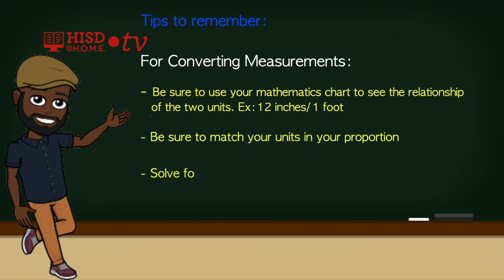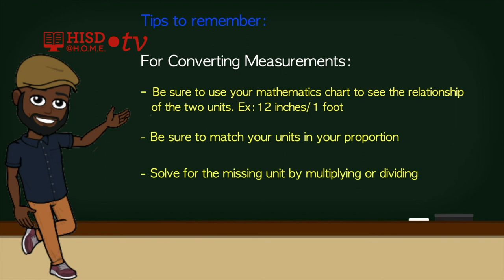Okay, and for converting measurements, be sure to use your mathematics chart to see the relationship of the two units. Example, if you're looking for inches and feet, know that there are 12 inches in 1 foot, and that you will put 12 inches in the numerator and 1 foot in the denominator.